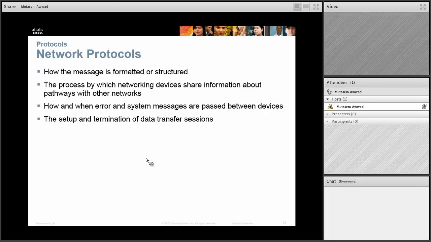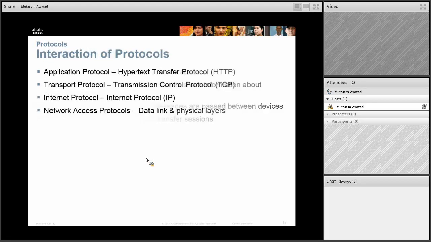All right, they also can set up and terminate data transfers between sessions. This is like the old operator that used to set up a communication session between two different people, or an electronic switch used to do it for the telephone system. Now we have software that does that over the IP network. Okay, interaction between the different standards. For example, an application protocol such as the hypertext transfer protocol is the one that transfers data from a World Wide Web server to your web browser.